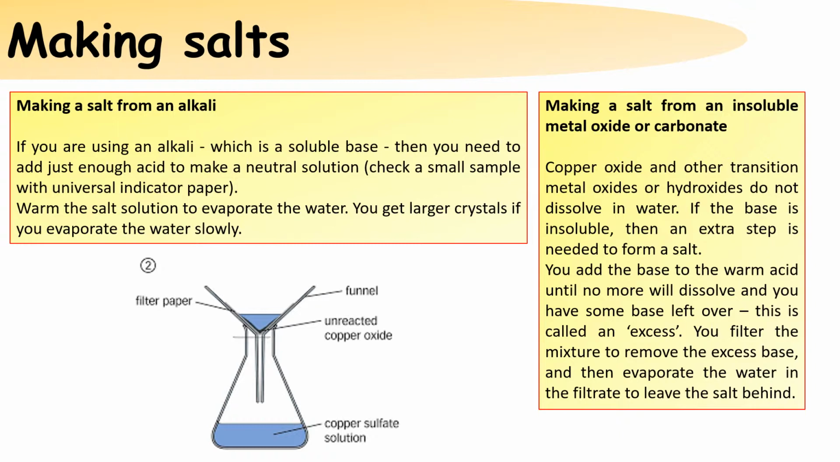Copper oxide and other transition metals or hydroxides do not dissolve in water. If the base is insoluble, then an extra step is needed to form the salt. You add the base to warm acid until no more will dissolve and you have no base left over. You can then filter the excess base off, which leaves the solution behind. The water in the solution can then either be boiled off or evaporated off, leaving your metal salt behind.